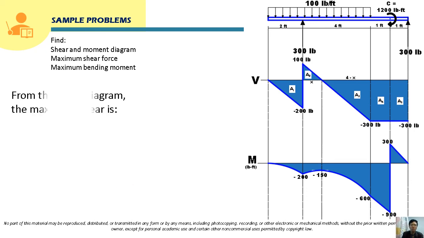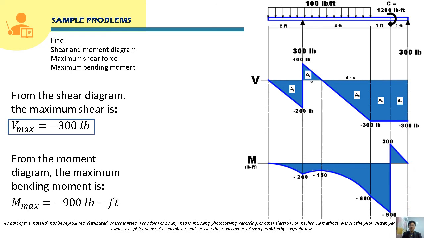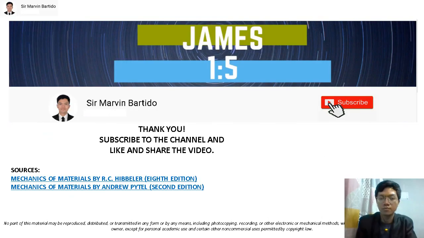So for the maximum shear force from the shear diagram, as we can see here, class, the maximum is negative 300. So the maximum shear is negative 300 pounds. Now, for the maximum moment, as we can see from the moment diagram, the maximum moment here, class, is this moment. So this is negative 900 pound-feet. So this is the maximum moment. Okay, so the continuation of this discussion will be shown in the next video.